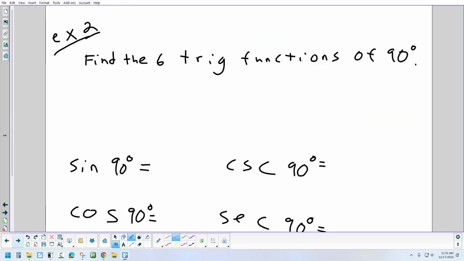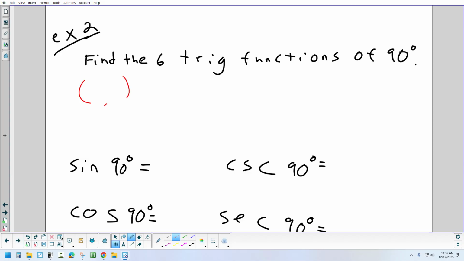Let's try this one. Find the 6 trig functions of 90. What's different about this question than the last two? We know theta now. We know the angle. That's not what we need to know. What is it that we need to know about theta? If we don't know this, we're not doing unit circle trig. The coordinates. We need the location of 90 degrees.